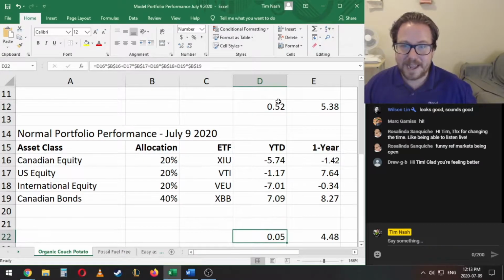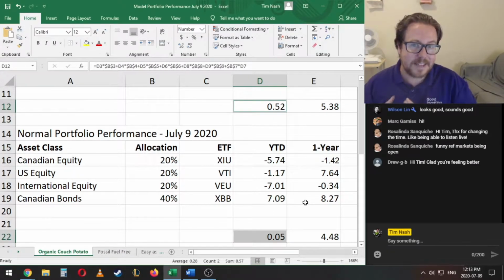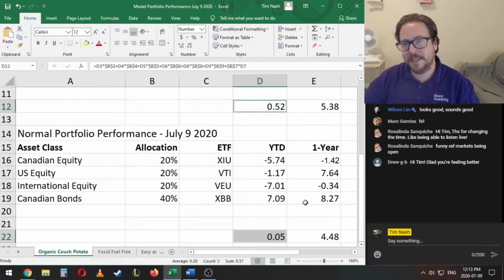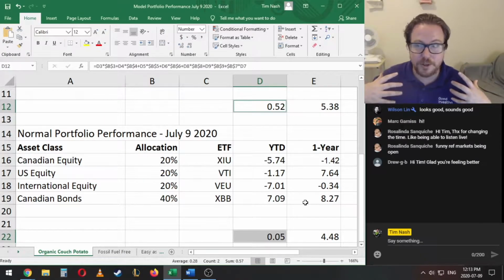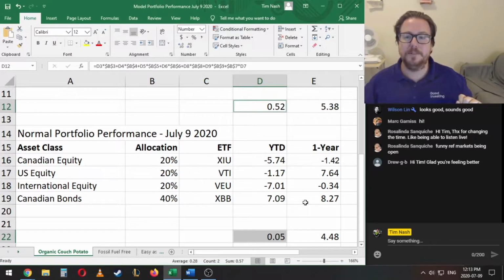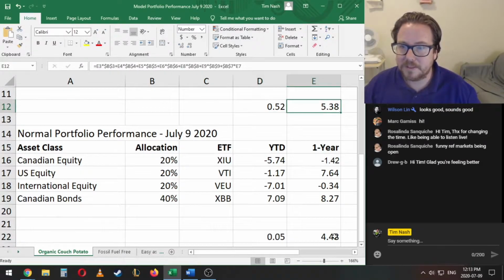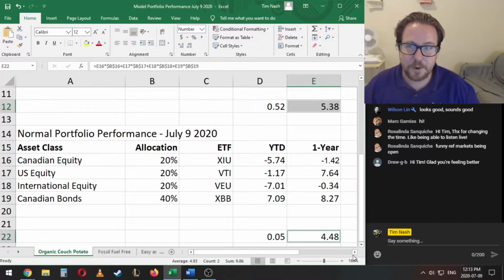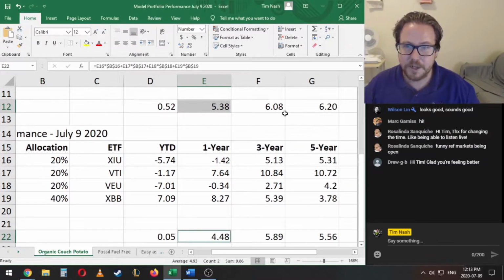Year to date, the organic couch potato portfolio has outperformed by a tiny little bit. Again, this is designed to do just as well, really to kind of track. My goal is to do just as well as the standard benchmarks. So it's nice that we did a tiny little bit better. If we look at it over the last 12 months, again, it has outperformed by just under a full percentage.